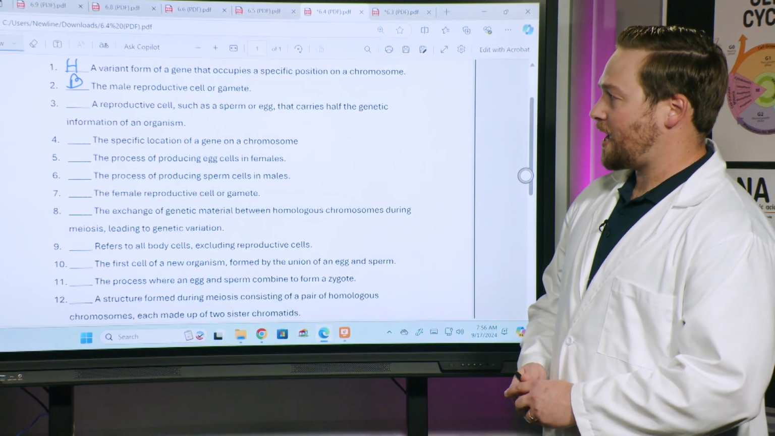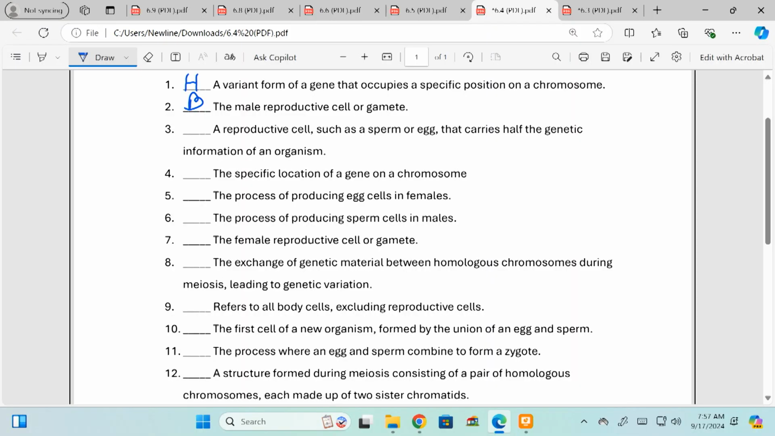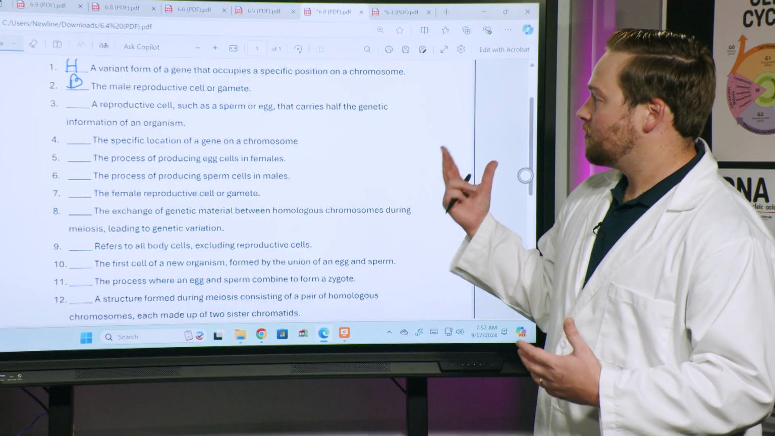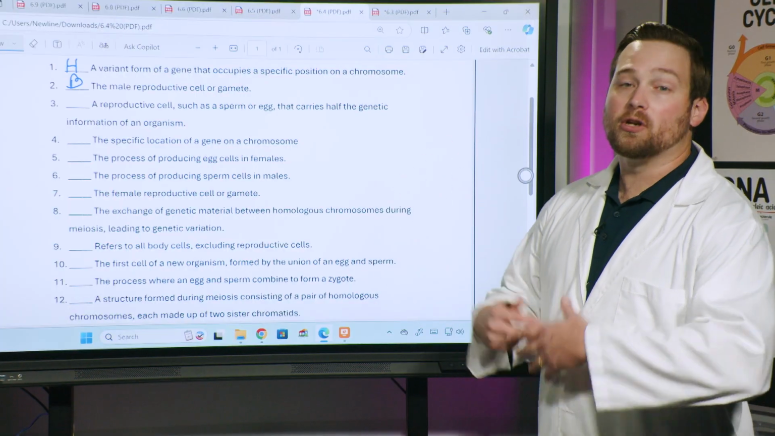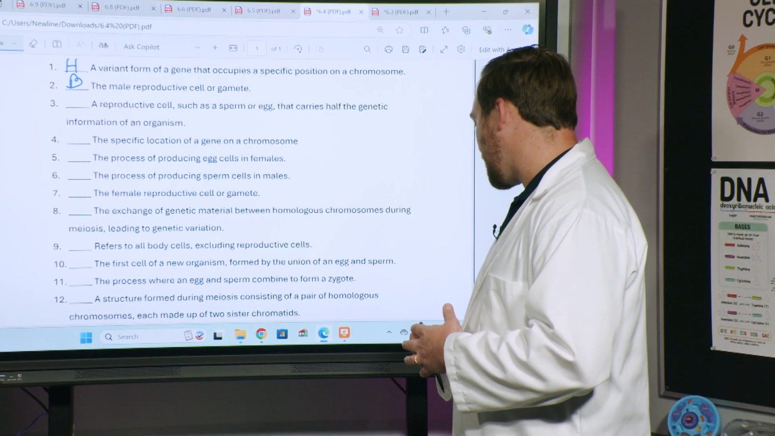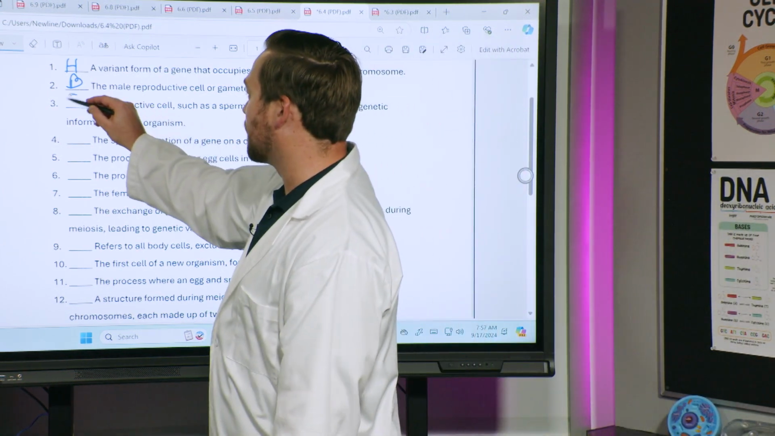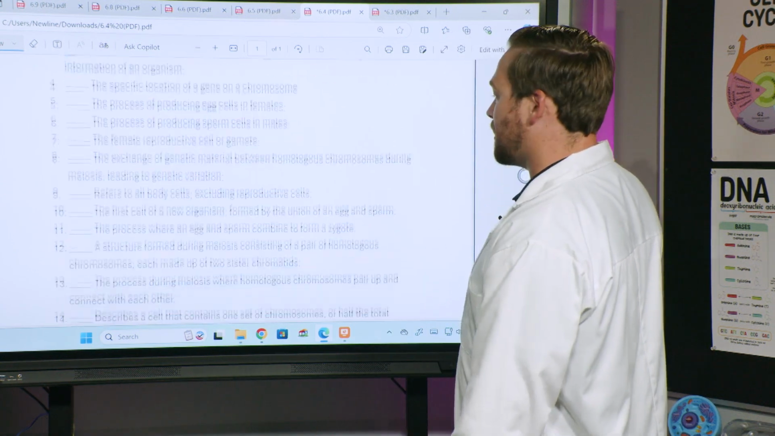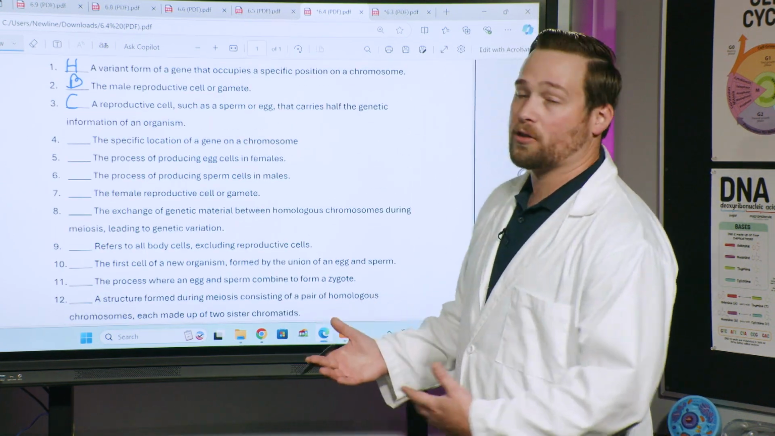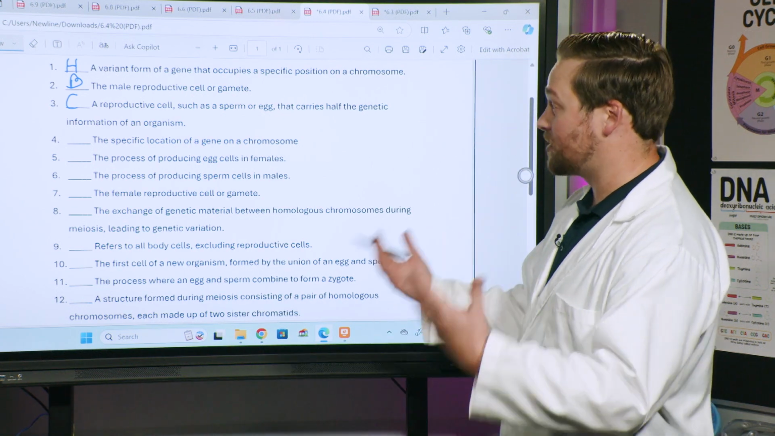All right, number 3 says a reproductive cell such as a sperm or egg that carries half the genetic information of an organism. So this is kind of asking for a different name. We have sperm or egg in the question, but what's another name that would describe that? So for number 3, to me, I think we want to go with letter C here, okay? And letter C is gamete, okay? Remember, a gamete is just another word for an egg or a sperm cell or a sex cell.